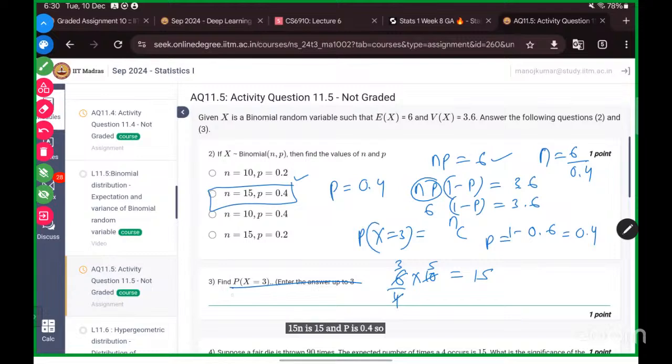So you want to find for 3, right? How will you do it? 15C3, 0.4 power 3, 0.6 power 12. So this is the answer of this. You have to solve this.